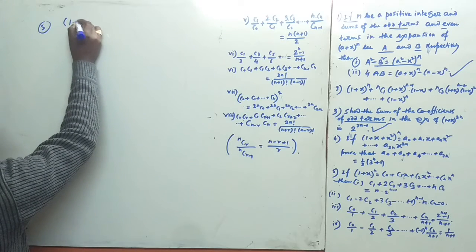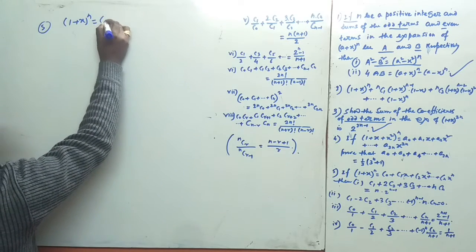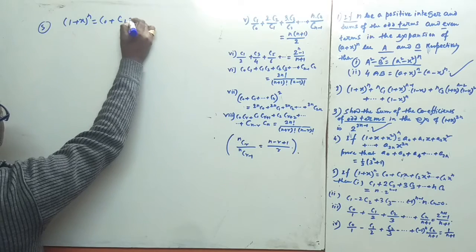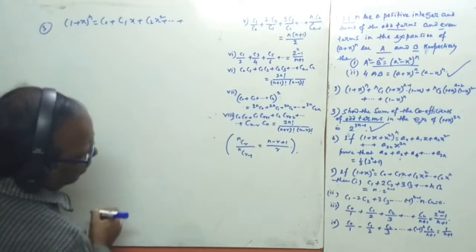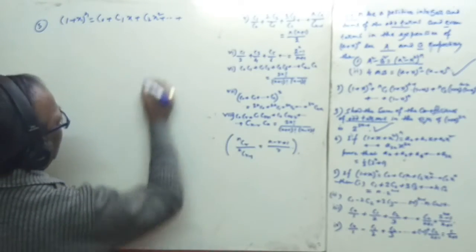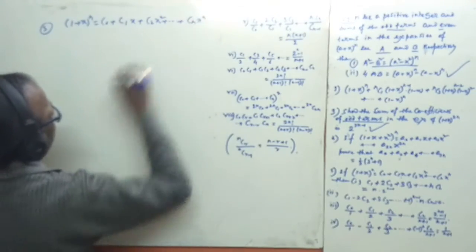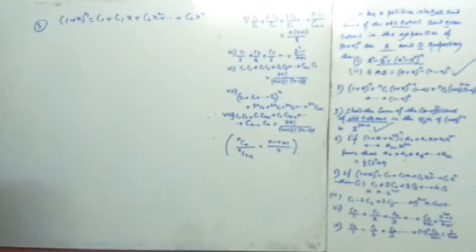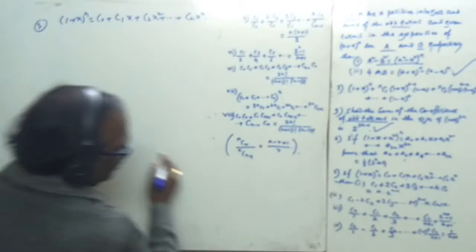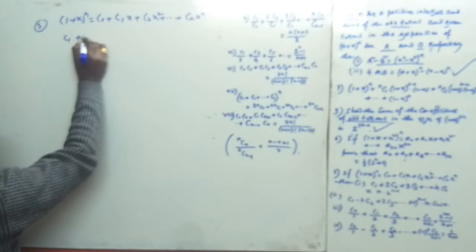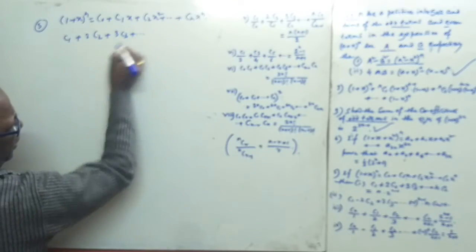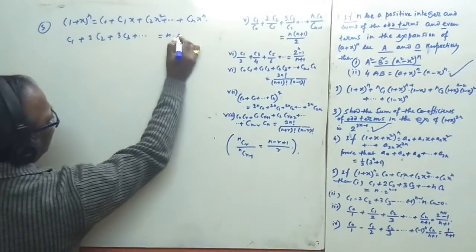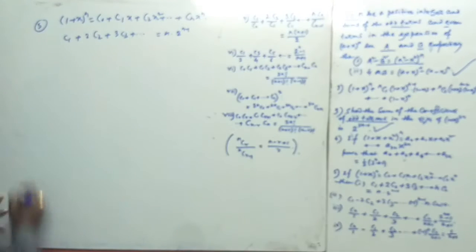Given that (1 + x)^n = nC0 + nC1 x + nC2 x^2 + ... + nCn x^n. Now see, the question is C1 + 2C2 + 3C3 + ... and we have to show that it equals n into 2^(n-1). First we have to use differential calculus.